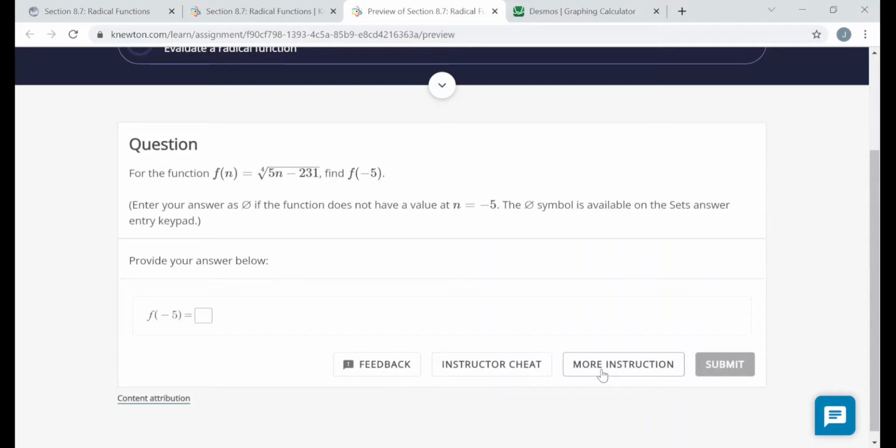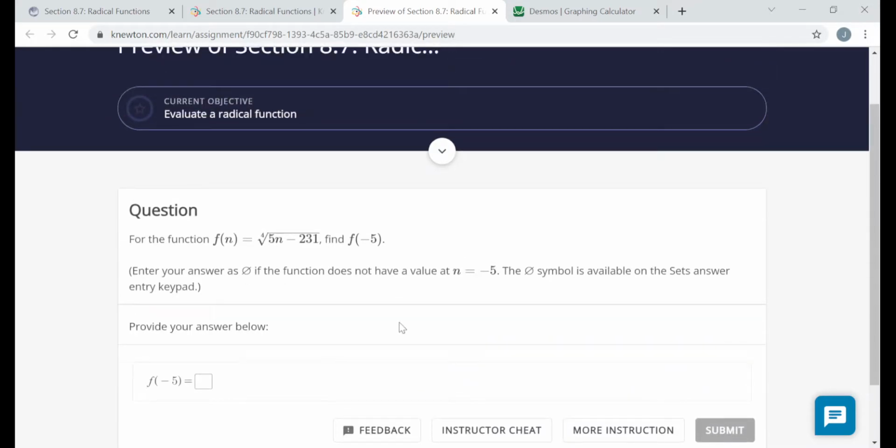But you will see a more instruction button, which I would recommend using if you're ever on an objective or a question that you're struggling with. Click on more instruction and some further reading material or videos will appear that you should look over, and hopefully those will help you out.